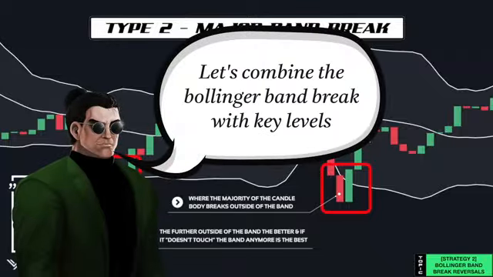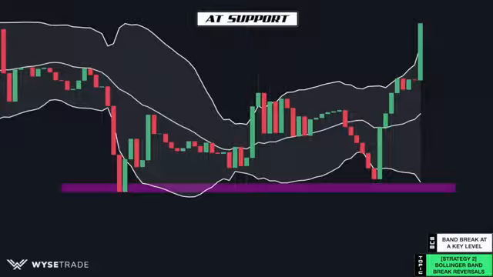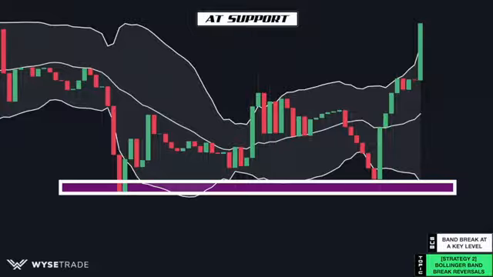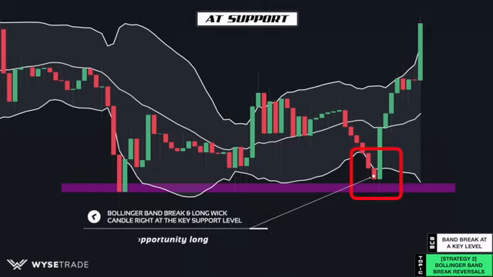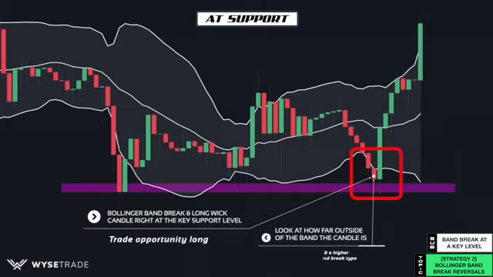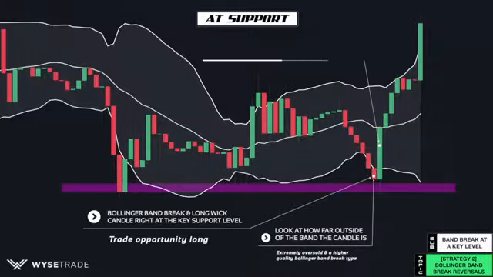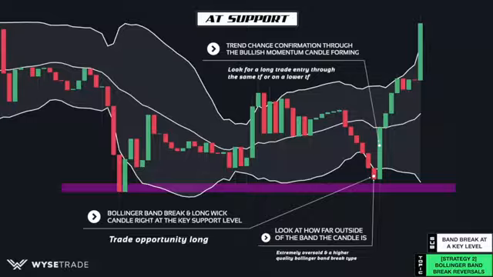So let's combine the Bollinger Band break with key levels. You had your key level of support because of these two reversal points. As price reached the level, you had a Bollinger Band break right at the key level. Also, look at how far the candle body broke outside of the band. This is a very high quality band break. Then, once you had a trend change confirmation through the momentum candle, you would take a long entry through the same time frame or through the lower intraday timeframes.